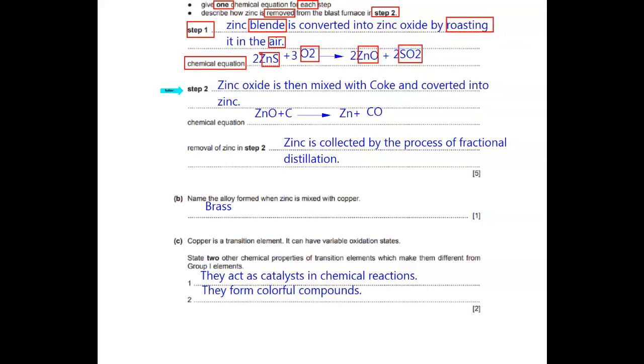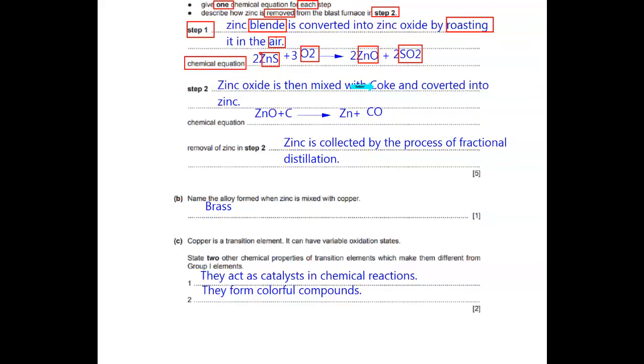Anyway, moving on to step 2 here. Let's go back and review what step 2 says. In step 2, zinc oxide is converted into zinc in a blast furnace. So now you have to outline the process where the zinc oxide that we obtained from step 1 is converted into zinc. So in step 2, how is it converted? Zinc oxide is then mixed with coke. Okay, coke is basically analogous to coal. So you can say the zinc oxide is then mixed with coke, and converted into zinc.